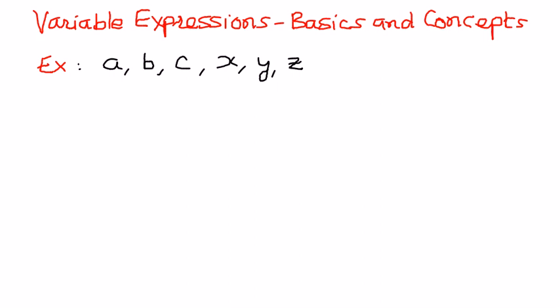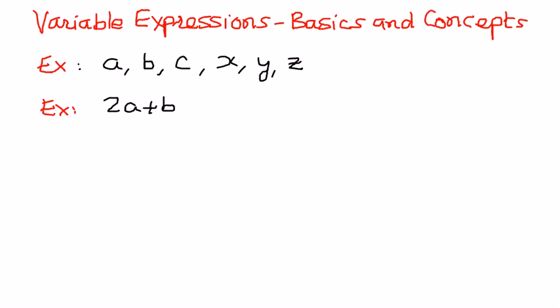So what is a variable expression? In algebra, we're going to use all of these to be able to solve some unknown quantities. A variable expression contains more than one term. An example of a variable expression would be 2a plus b. When we have more than one term, we call these variable expressions.